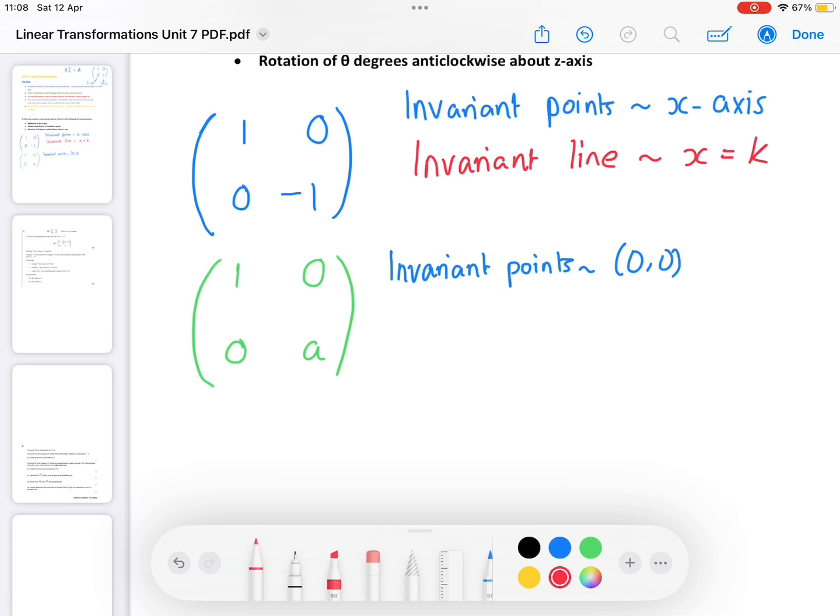And the invariant lines in this case are the x and y axes. And in addition to that, any line which is parallel to the y-axis, or of the form x equals k, is also going to be an invariant line. So that's not going to change.